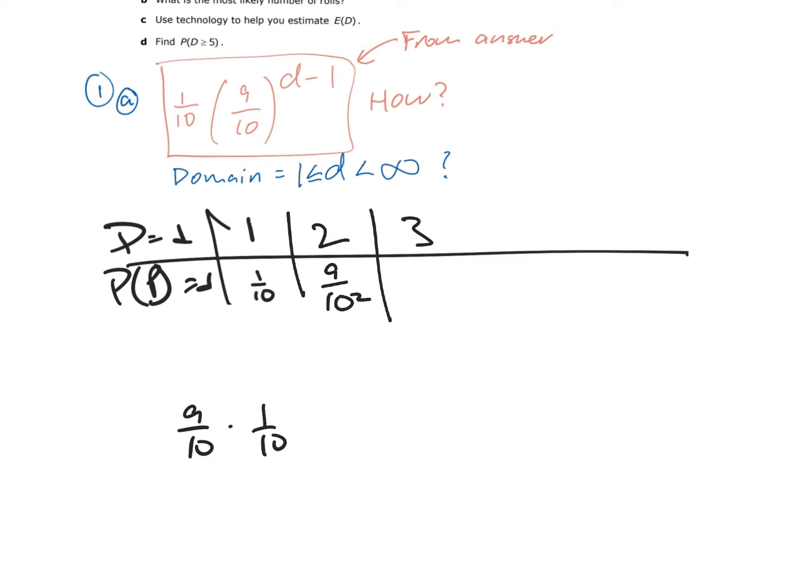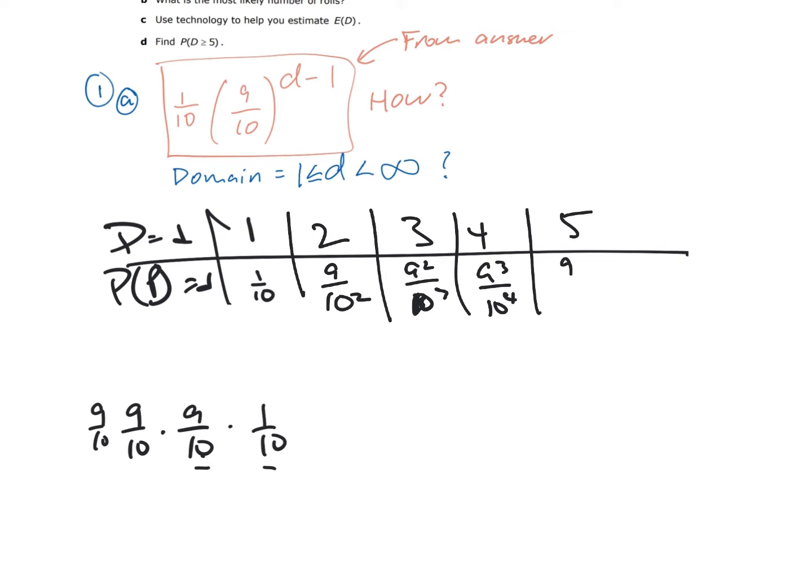For it to be 3, that means my first roll had to be a fail, my second roll also had to be a fail, and my third roll had to be a success. So now I'm doing 9 squared over 10 cubed. And the fourth, if I keep on doing it, is 9 cubed over 10 to the fourth. If I do 5, that's going to be 9 to the fourth over 10 to the fifth.